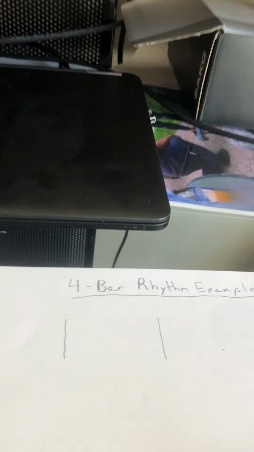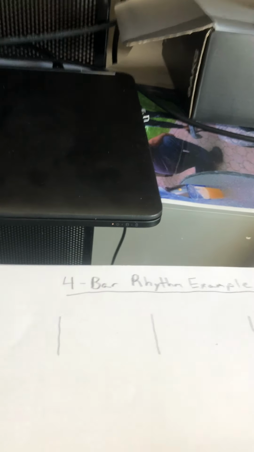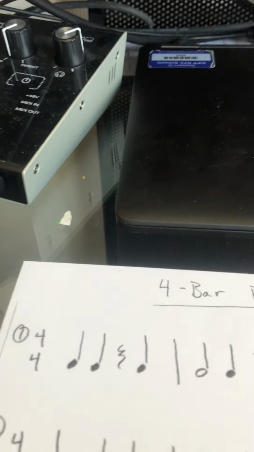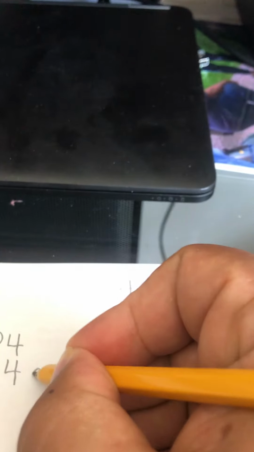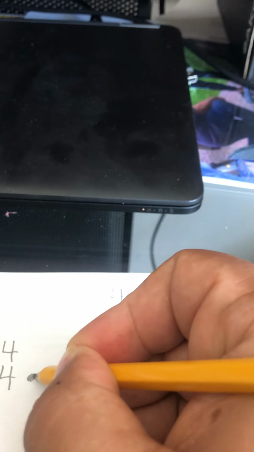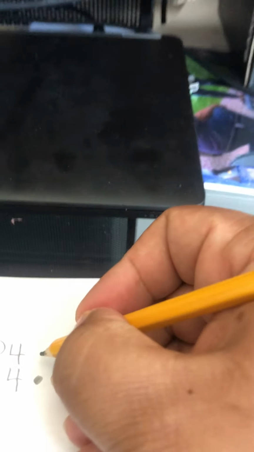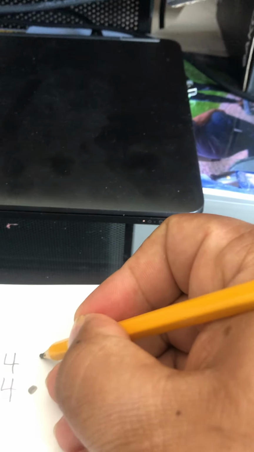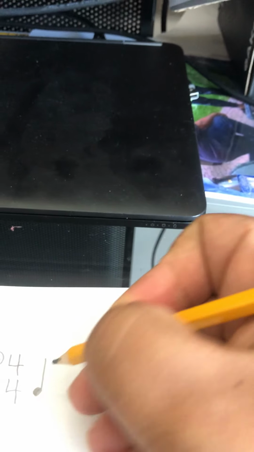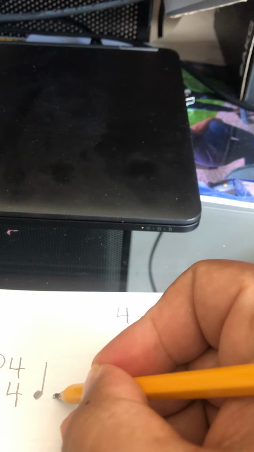Once I have those, I have my 4 measures, and then I can start populating those measures with rhythm. Okay, so I'm going to do the first one here, which is quarter note, quarter note, quarter rest, quarter note. All right. So I'll write the oval of the quarter note here, and then I stem it down on the right side. Do the same one again.